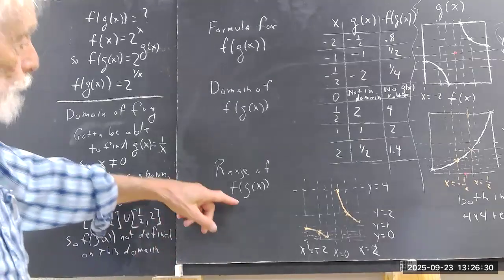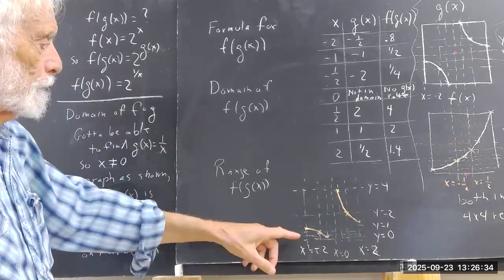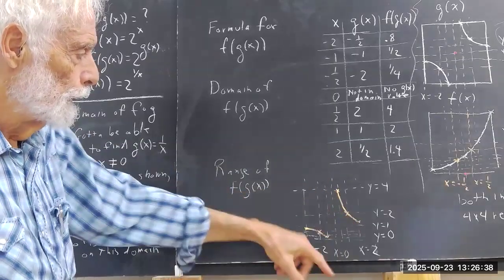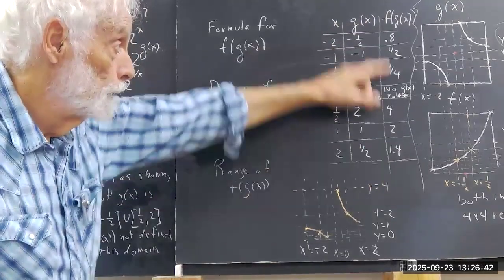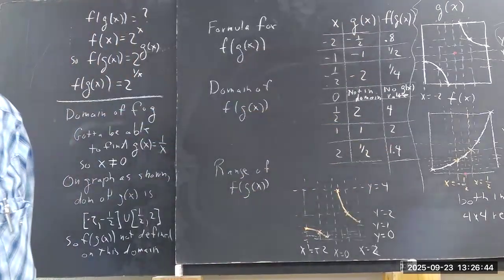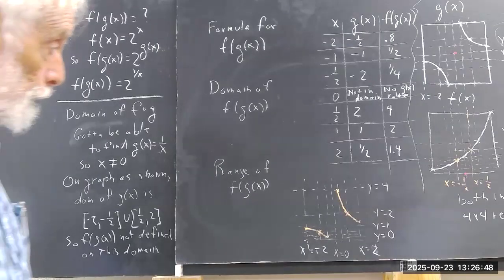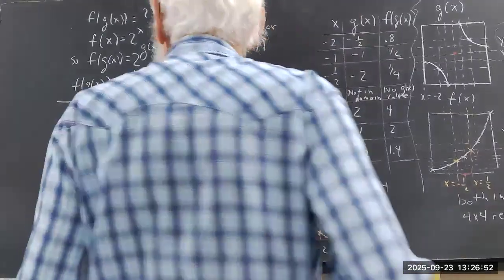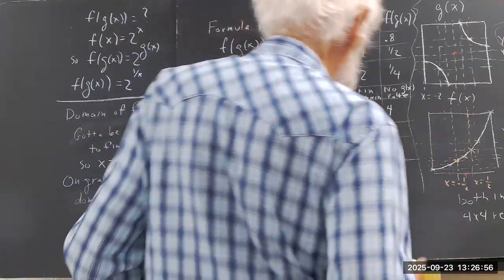Leave it at that. The range of f of g of x, well, the graph is continuous, so you should be able to read the range off of the graph you get here when you plug these numbers in, okay? And that's all I'm going to say about it right now, because we need to move on and talk about transformations.